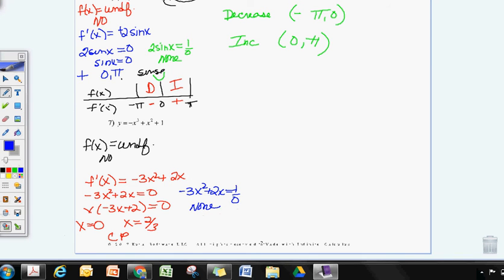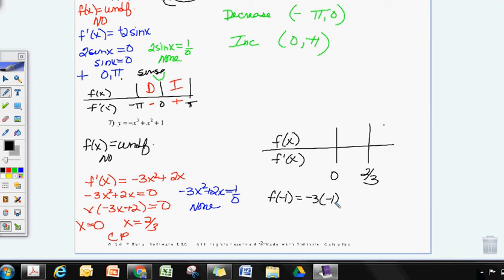No CP points there. So on my graph, f of x on the top, f prime of x on the bottom, I have no interval, so I just need my positive 0 and my positive 2/3 put on here. And now I'm just going to test regions. So in that derivative, I'm going to plug in -1. And I'm going to get -3 times -1 squared plus 2 times -1. And that solution is going to be negative. That means this is decreasing.